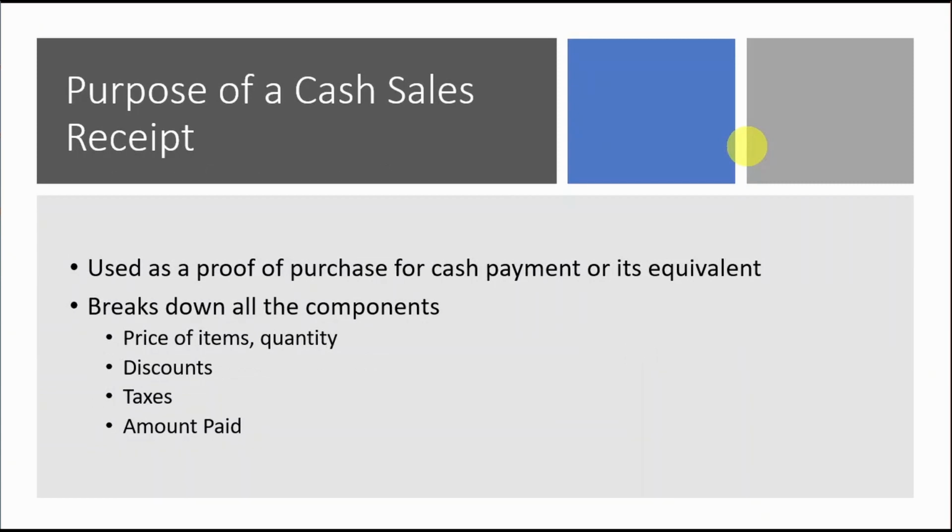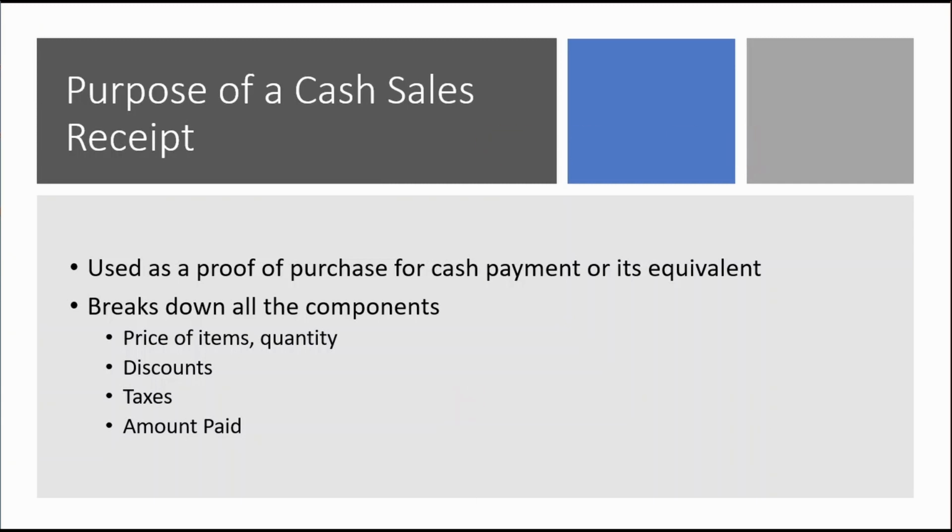So what is the purpose of a cash sales receipt? Well, it's used to show that a cash payment has been made, or its equivalent, and it breaks down what the price was, how many were bought, whether there were any discounts, how much tax was paid, and how much the customer paid including the tax.